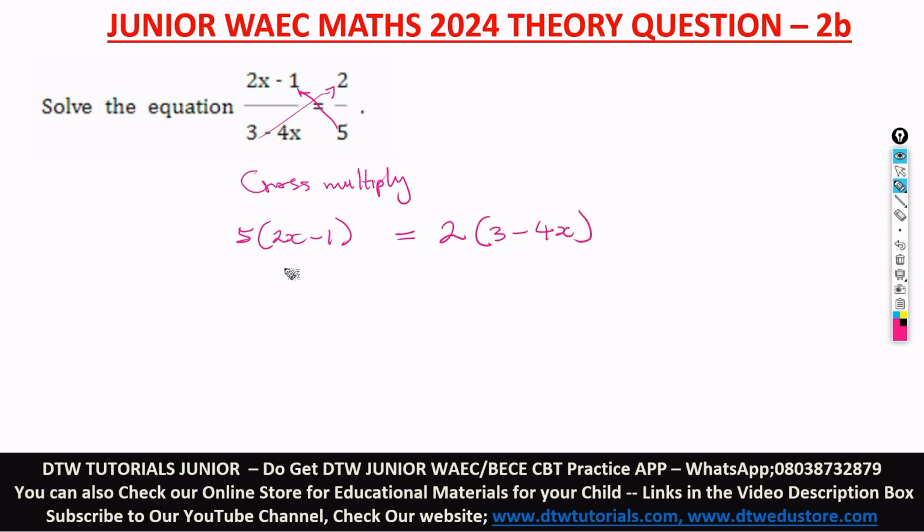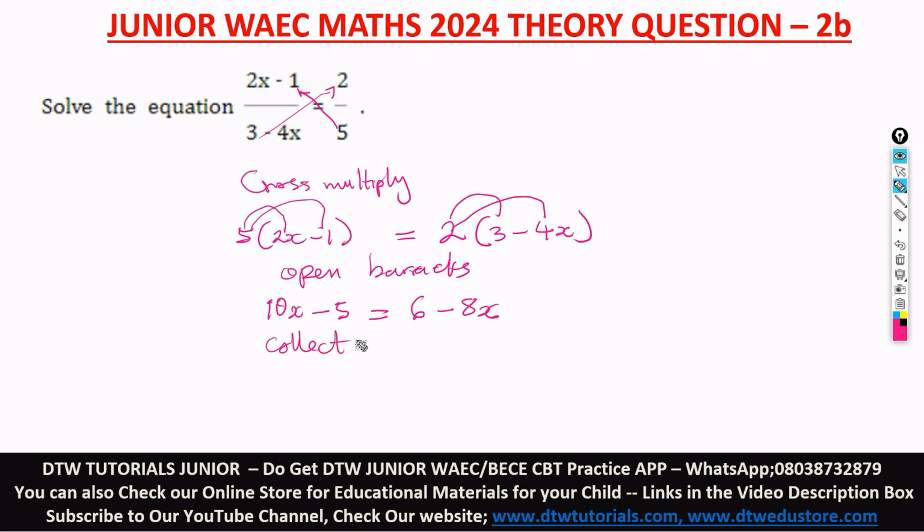Now, all you need to do is open the brackets. Remember in distribution, when you're in your equation, you do 5 times 2x, which gives you 10x. And you do 5 times minus 1, it gives you minus 5, equal to 2 times 3 gives you 6. And 2 times minus 4 gives you minus 8, a negative 8x.